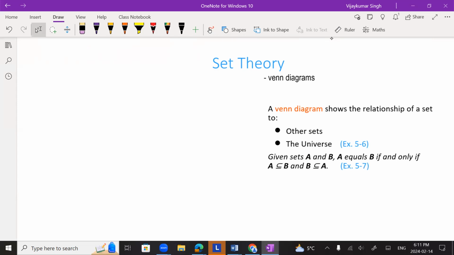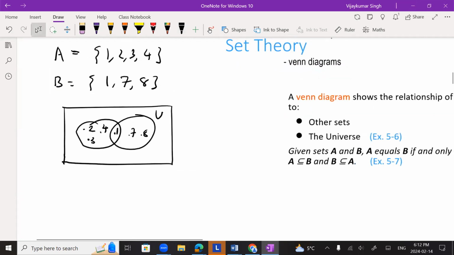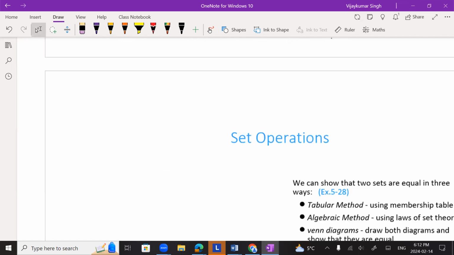All right. So for example, I have set A, which is say 1, 2, 3, 4. I have set B, which is say 1, 7, 8. Then I want to show you this in a Venn diagram. I will have universe U like that. I have set A, I have set B, and then 1 is common. Then I have 2, 3, 4, and I have 7, 8. So this is a Venn diagram way of showing that these two sets are part of it. Does that make sense?